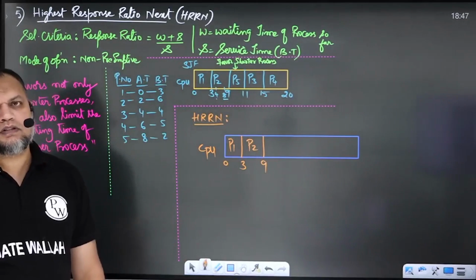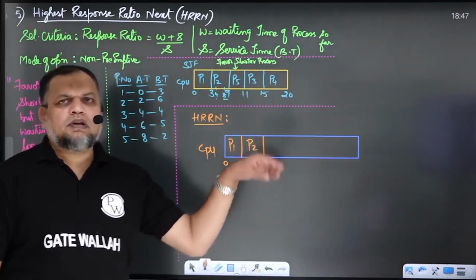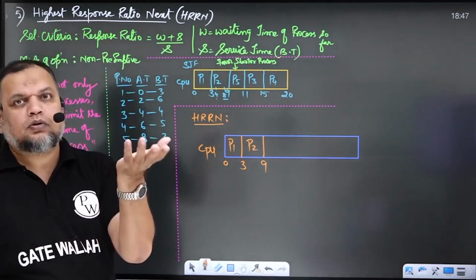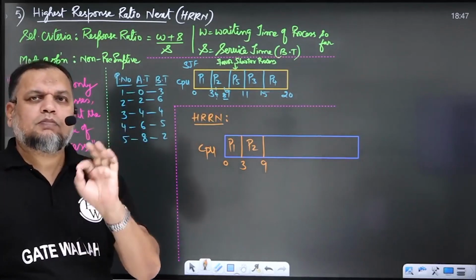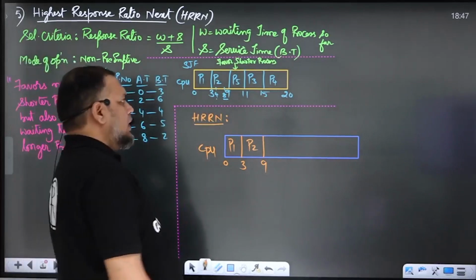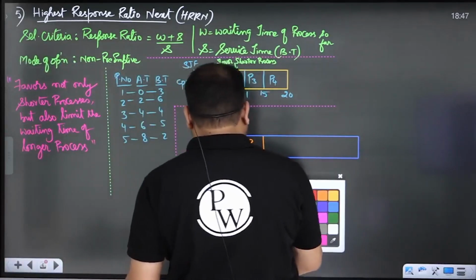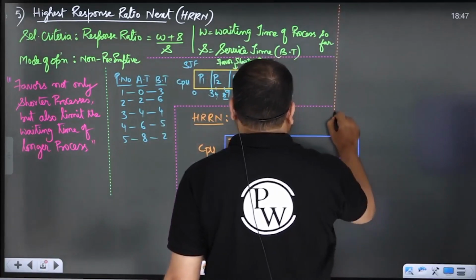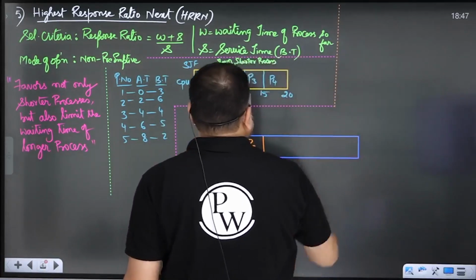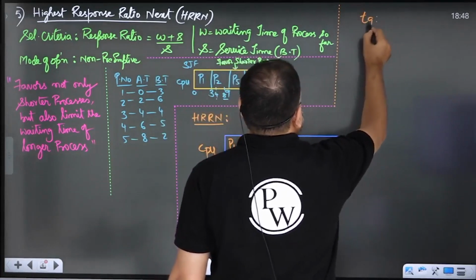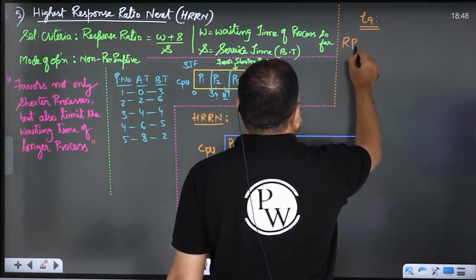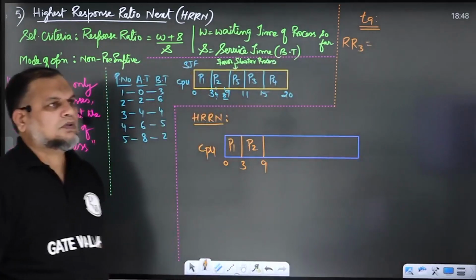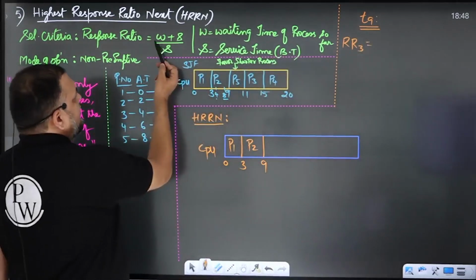Now comes the difference. At time 9, we have got 3 processes, P3, P4, P5. So who should run? To decide that, I have to compute the response ratio. Please observe. At time 9, what is the response ratio RR of process 3? First I will compute for process 3. The formula is (W plus S) by S.